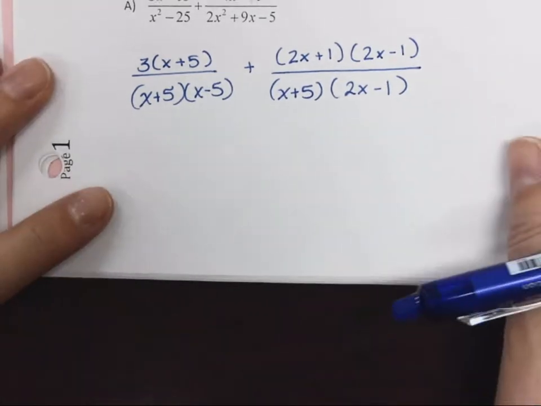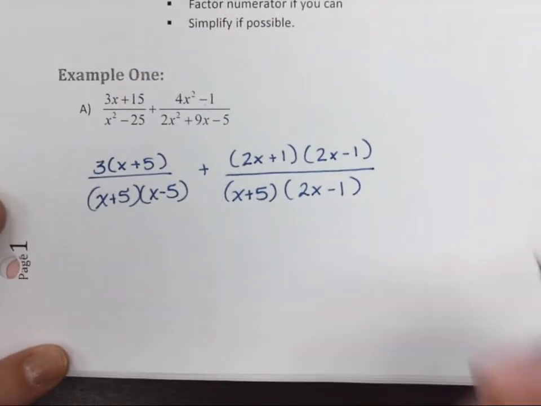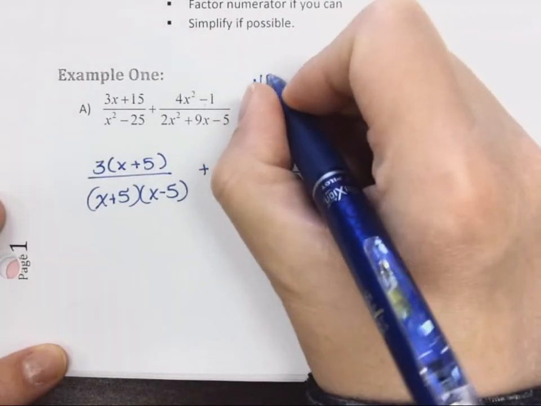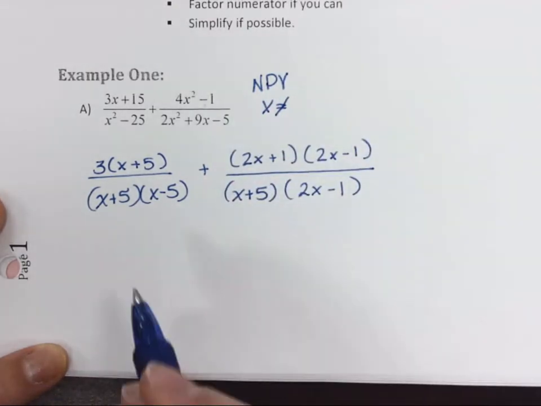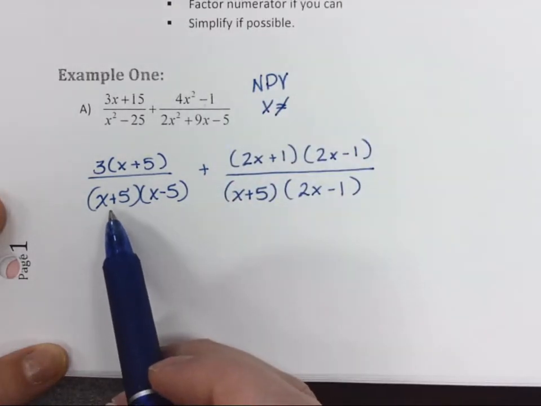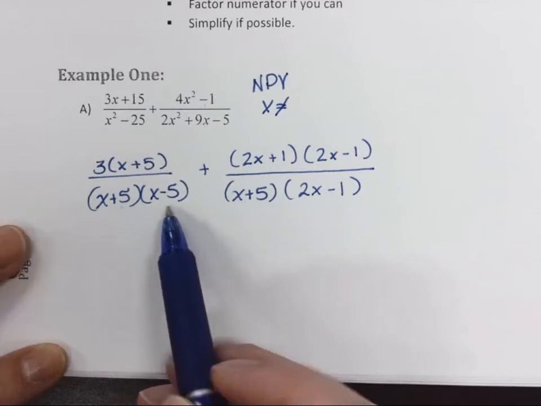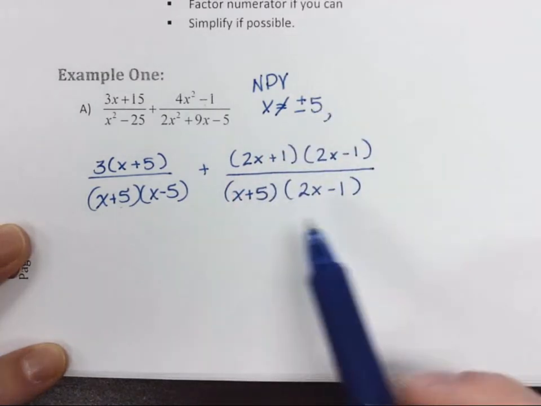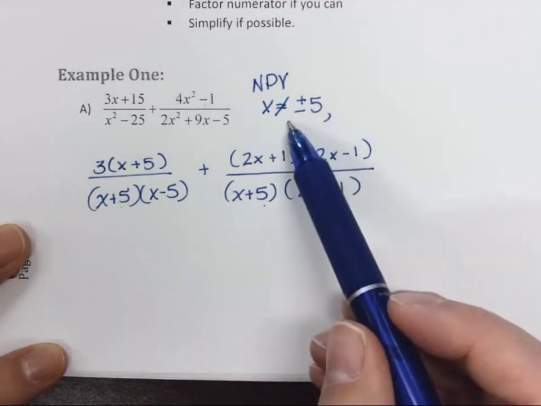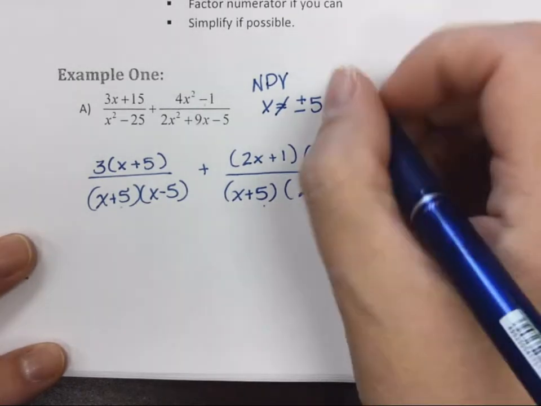Step 2, so we factored everything, which is step 1. Step 2 is our NPVs. I'm just going to scooch them in up here. So non-permissible values, x cannot equal, and we're just looking at the denominators, right? So this one's going to be -5, this one's going to be +5, so that's plus minus 5. This one's going to be a -5, which I've already written, so I don't need to write it down again. And this one's going to be a +1/2.